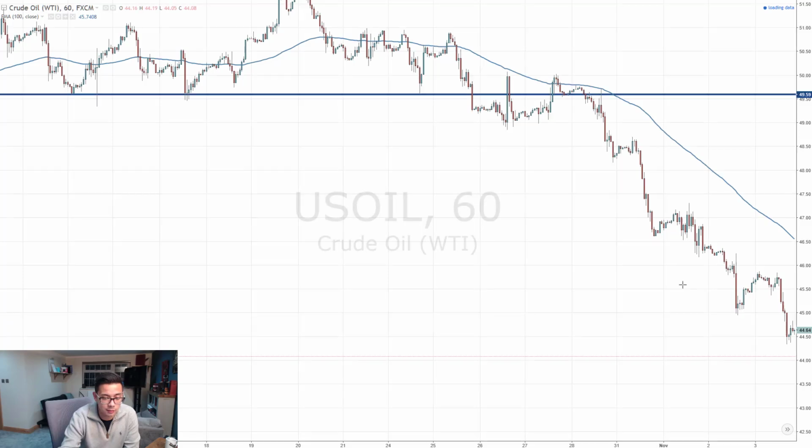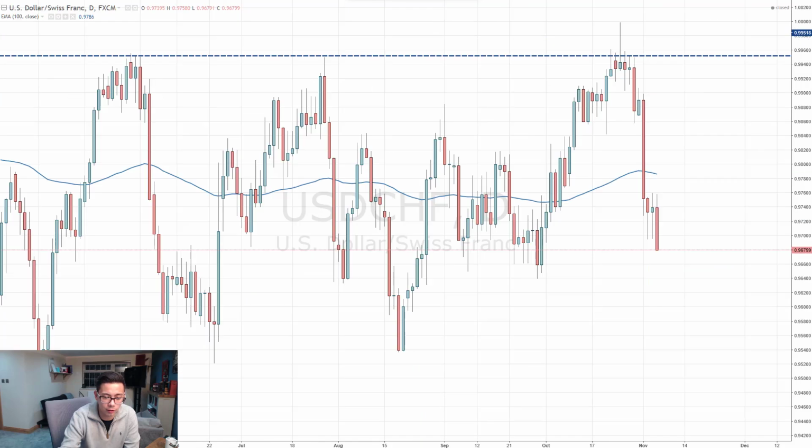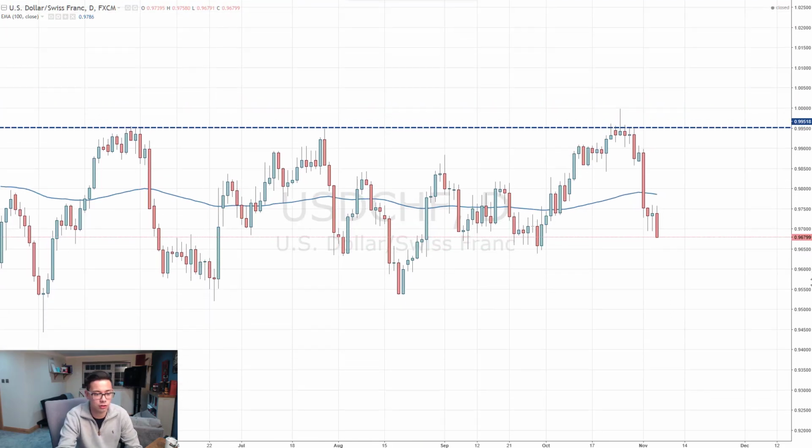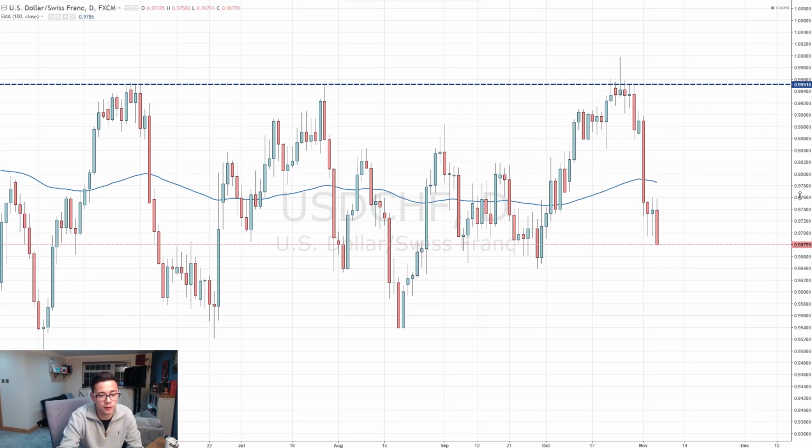You had a similar opportunity on the dollar franc. The dollar franc on the daily charts, again, so if you're not going to look at it intraday or anything like that, on the daily chart, what we have here is something called a spinning top.